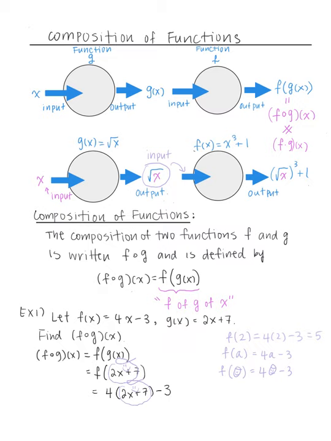So then how do we simplify? First, let's just distribute the 4. So you're going to have 8x and then plus 28 and then minus 3. So it looks like we're going to have 8x plus 25. And so that's going to be our answer.